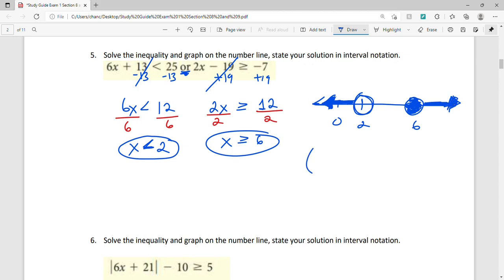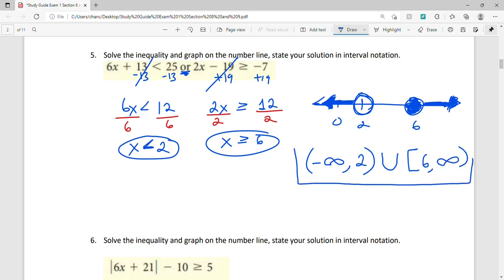And so we can state our interval notation now. The graph goes forever to the left, negative infinity up to 2 with a parenthesis. It's an open circle, so we use a parenthesis. We use the union symbol between them, and then we'll use a square bracket, 6, comma, infinity. So this is our interval notation. And a helpful tip is to look at your picture. The 2 is on top of the 2, the 6 is on top of the 6. The infinity is directly below each of the arrows.